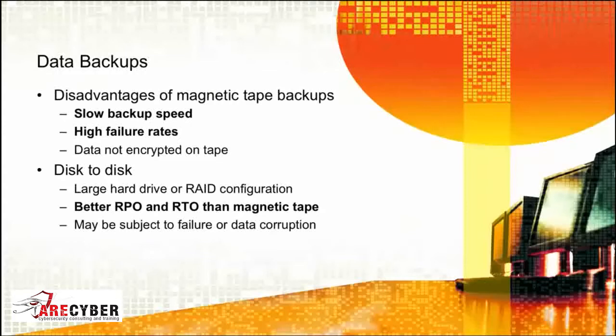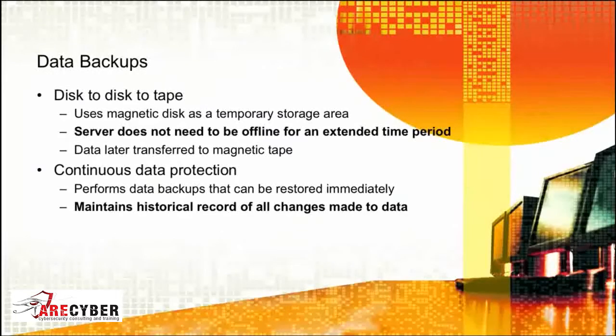You can opt for a disk-to-disk backup. Better for RPO and RTO than magnetic tape, but may be subject to failure or data corruption like any other disk. Next, you have disk-to-disk-to-tape, which is just a hybrid of the first two, or continuous data protection. It maintains a historical record of all changes made to the data. It performs data backups that can be restored in a rather immediate way.